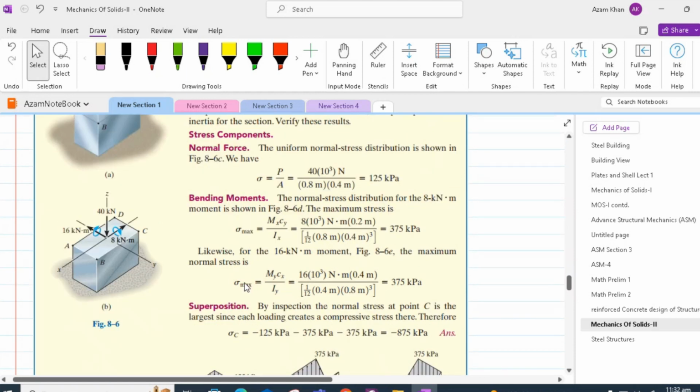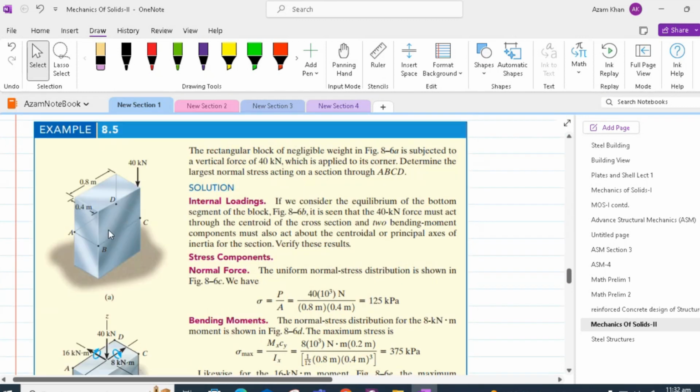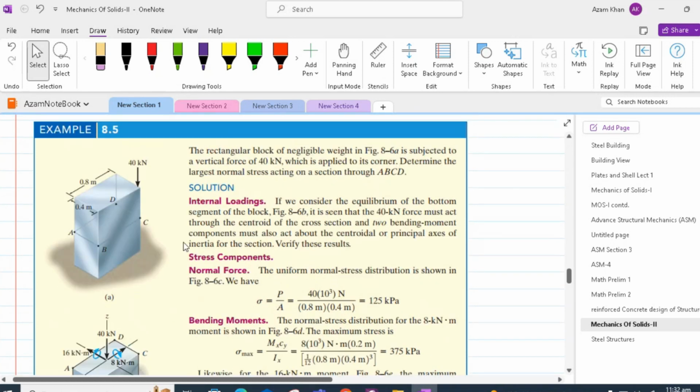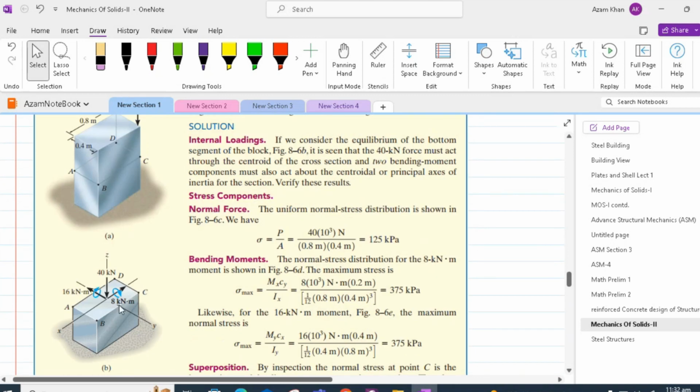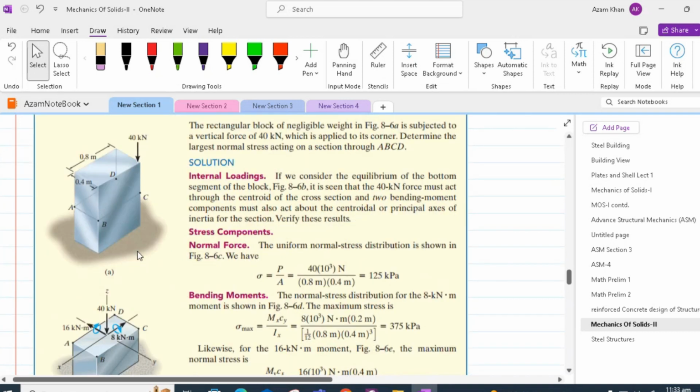Similarly, the flexure stress about the y-axis would be equal to My cx over Iy. My is 16 kilonewton meter times 0.4 meter divided by 0.4 into 0.8 cubed by 12, which will give us again 375 kilopascals. Please note that the moments 8 kilonewton meter and 16 kilonewton meters are determined by multiplying 40 with 0.2 meter and 40 with 0.4 meter respectively.